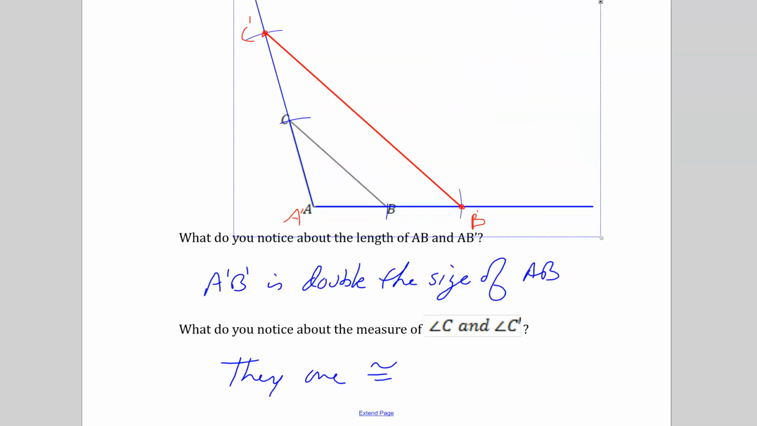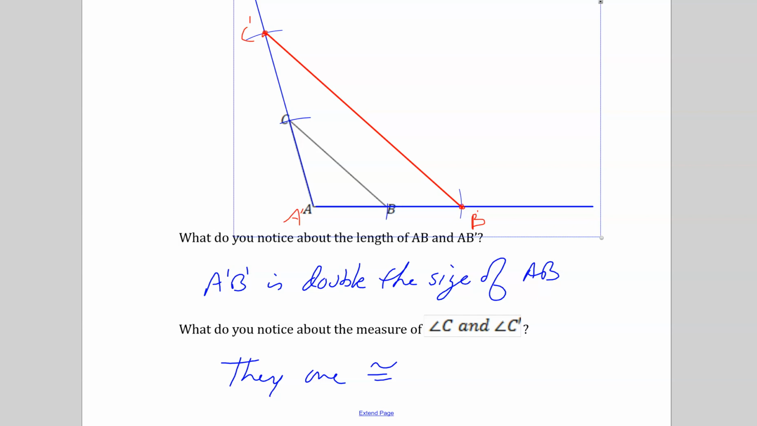So if I look at this, what do we notice about A, B, and A prime, B prime? A prime, B prime is double the size of AB. I could say that about any of the sides; any of them have been doubled. The angles, all of the angles are congruent to themselves. Nothing has changed in the size.